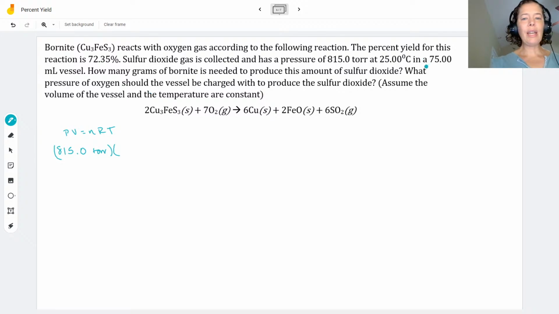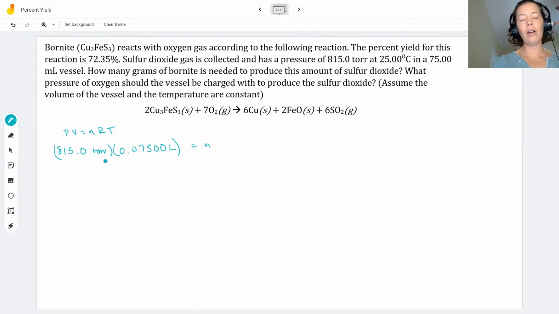We have been given a volume of 75 milliliters. I'm going to convert this to liters, so I'm just dividing by 1,000. Now, be careful here that you don't lose any sig figs. So this 75 milliliters has 4 sig figs, so you want to make sure you keep those 4 sig figs when you convert to liters.